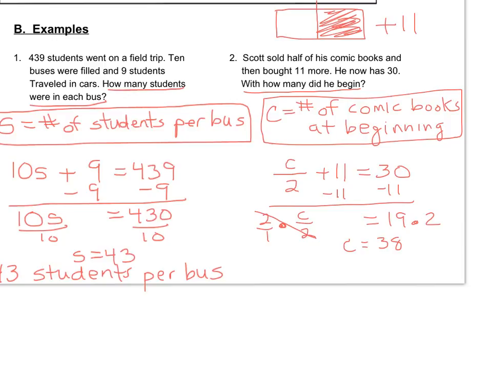Alright, so Scott started with 38 comic books. And so you just write a sentence. He started with 38 comic books. And the unit of measure this time happens to be comic books. Alright, let's flip the page over and try a couple more.